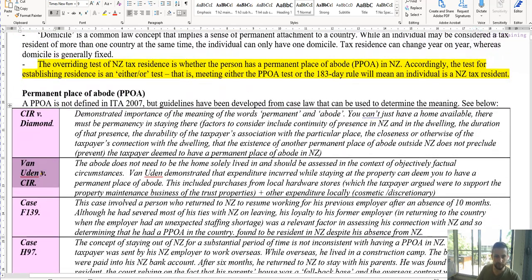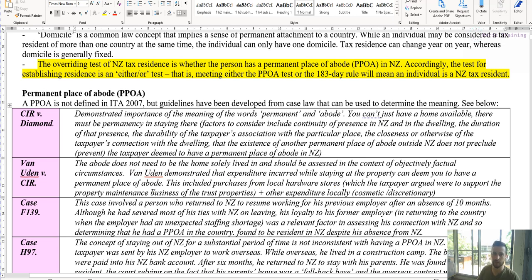Next case is Van Uden versus CIR. So the key outcome of this case is that the abode does not need to be the home solely lived in and should be assessed in the context of objectively factual circumstances. So you could have lived in several homes throughout the year, but you could still be deemed to have a PPOA in New Zealand.